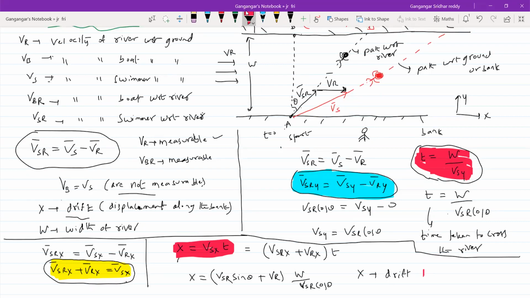Shall I scroll down? Yes. Now look at the formula. Swimming down the stream: when you're swimming down the stream, these are the equations. So what all did we discuss? These are the drift and the time taken to cross the river when you're swimming down the stream.